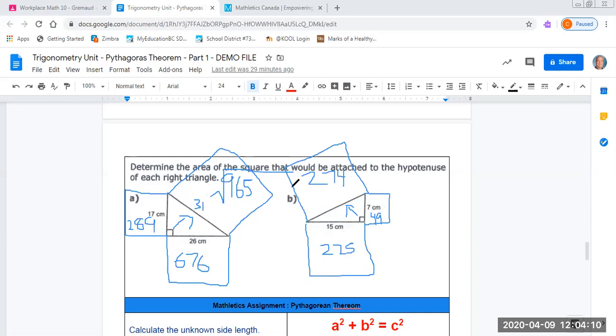And if I were to take the square root of this, that's a square root sign, then I find out that this is approximately 16.6. Which makes sense once again because it's the biggest side, so therefore 16.6 needs to be bigger than either of the legs, 15 or 7.